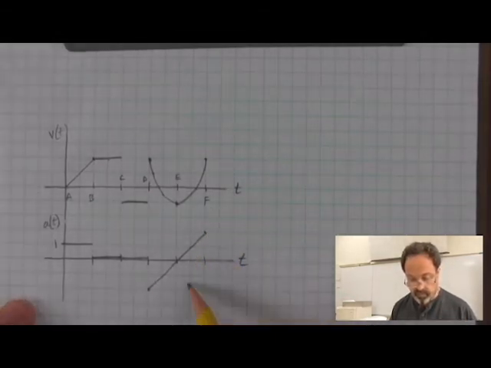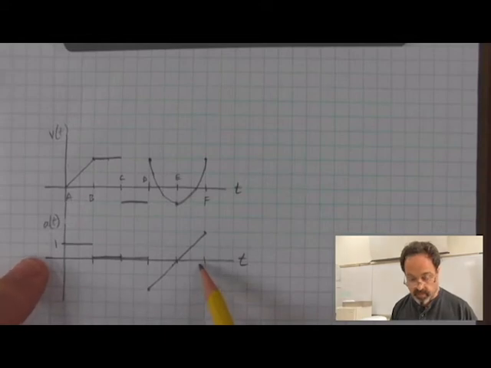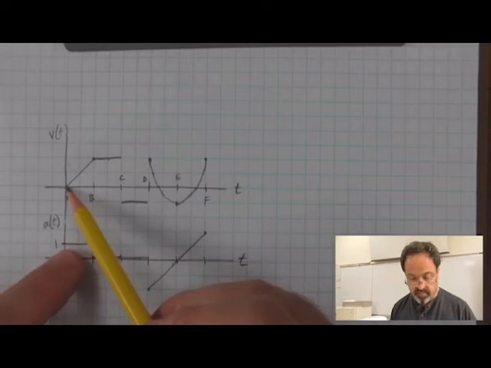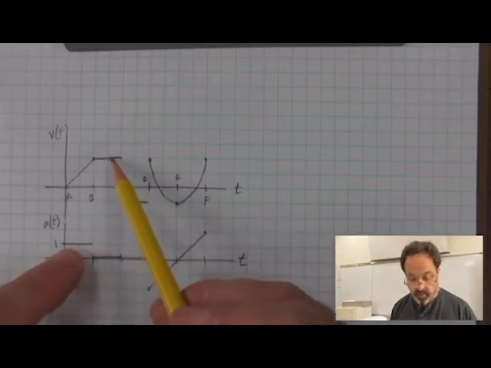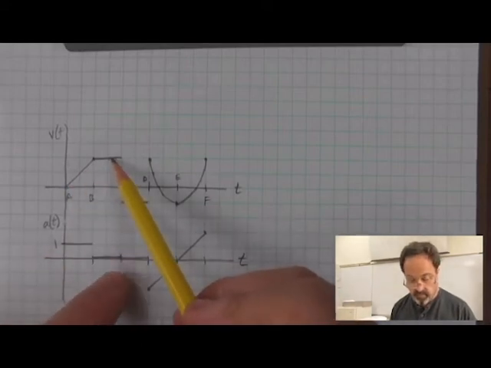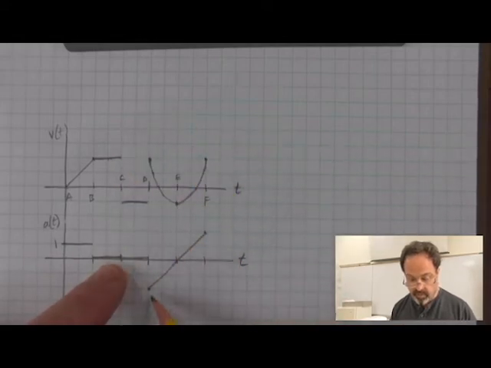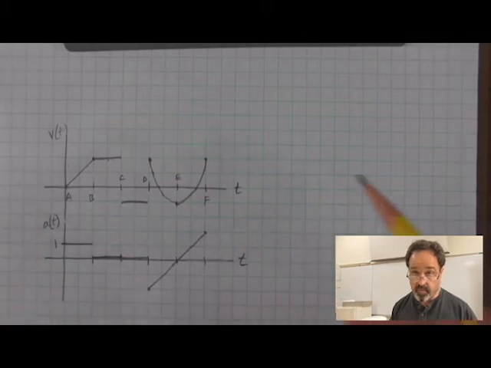Notice now that we've completed the acceleration graph that for linear pieces, we have constant acceleration. For constant pieces, we have 0 acceleration. And for a parabolic piece, we have linear acceleration. There's a mathematical relationship there.